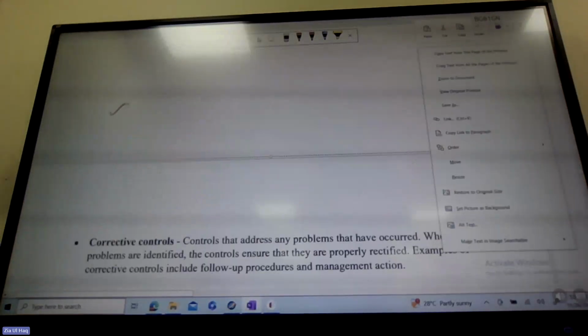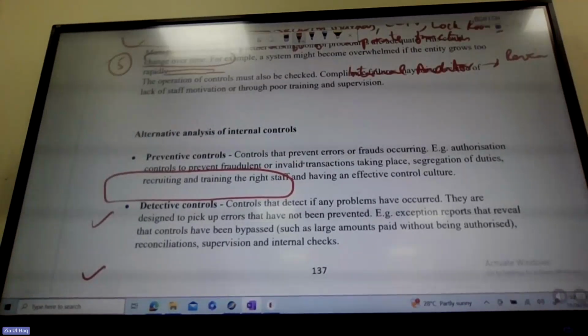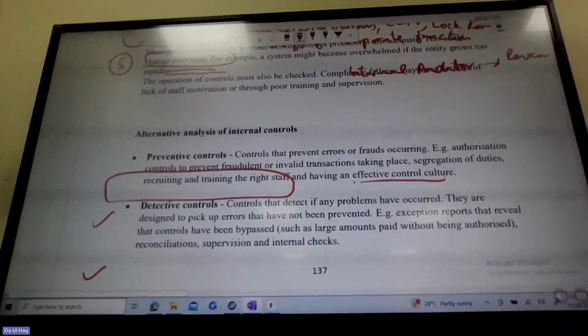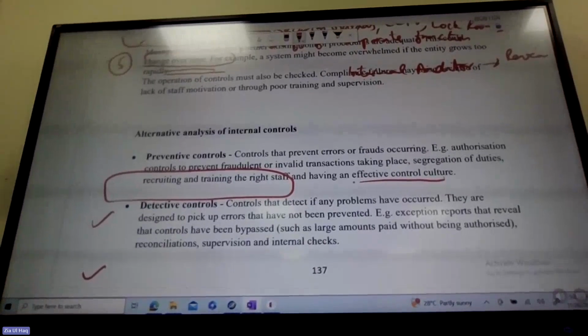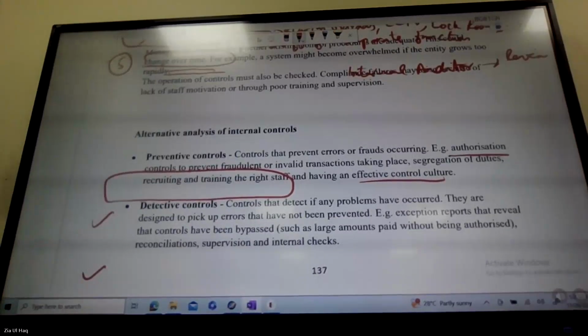What is meant by preventive? Prevention. Controls that prevent error or fraud occurring, for example, authorization control to prevent fraudulent or invalid transactions taking place, safeguarding of duties, recruiting and training the right staff, having an effective control culture. Authorization means there should be a purchase requisition before placing an order. So through this, you can avoid ordering for personal use, and this is a preventive control.